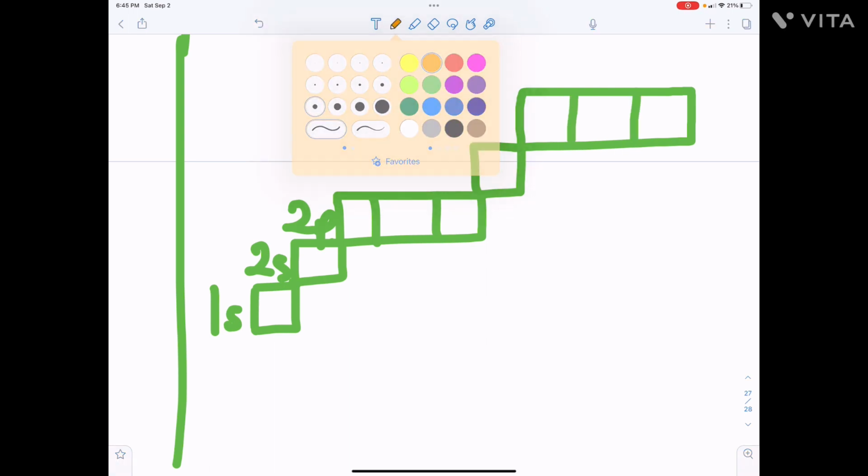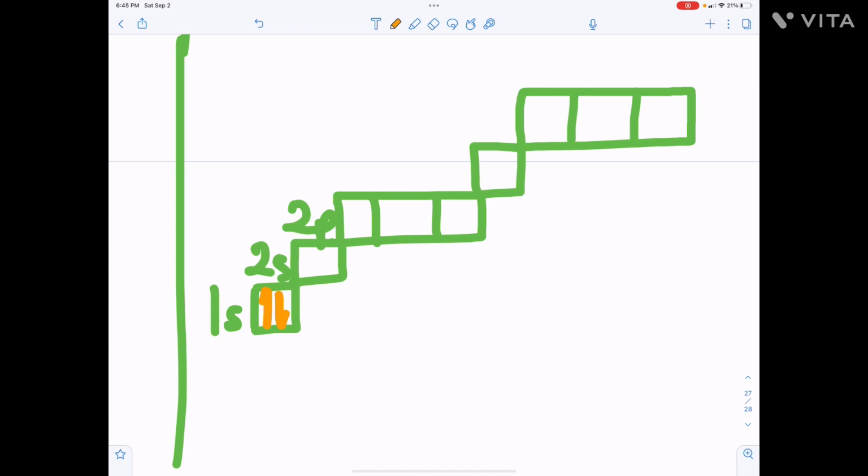So the electrons will take their places starting from the lowest one. Singly first, according to Hund's rule, before pairing takes place, and they should not touch each other.